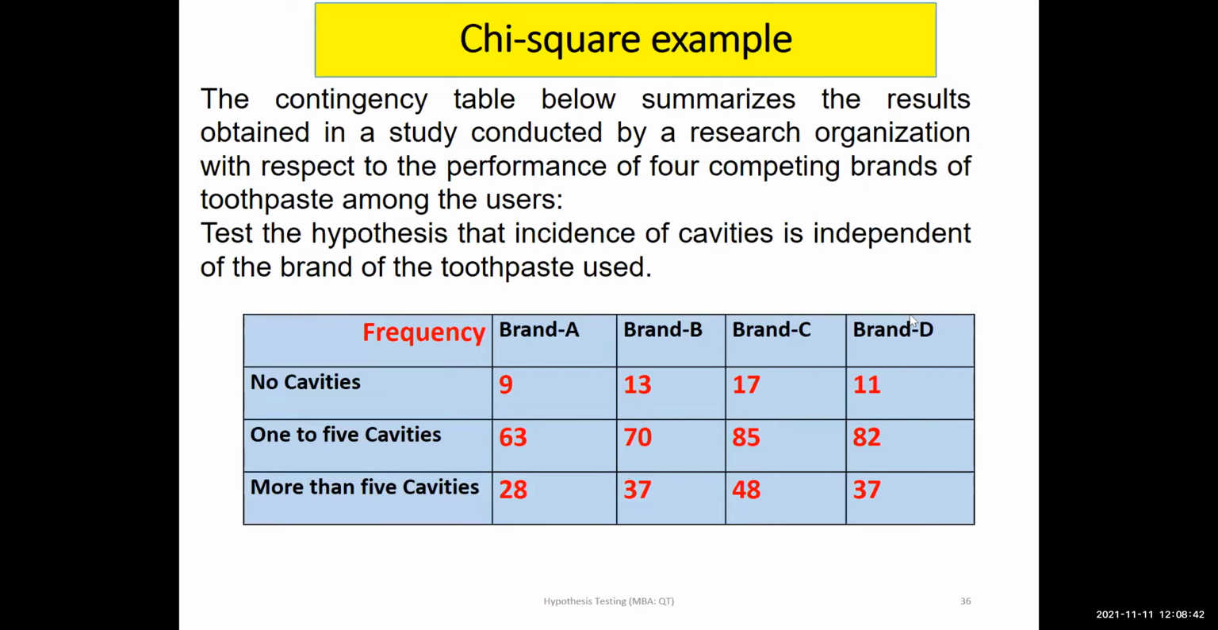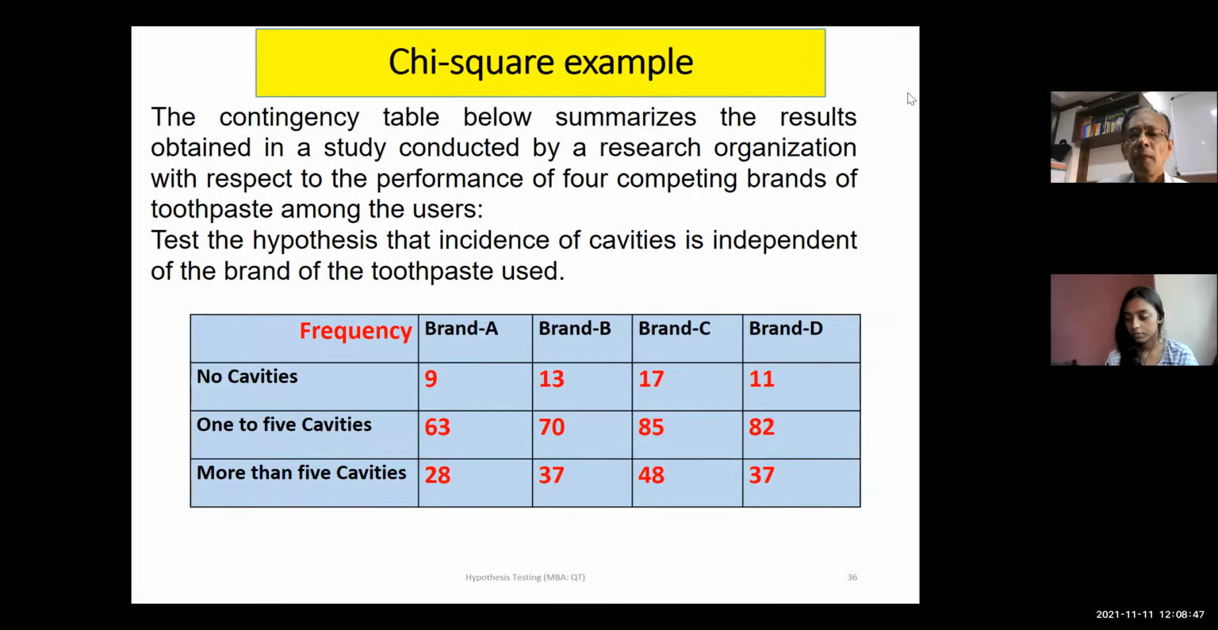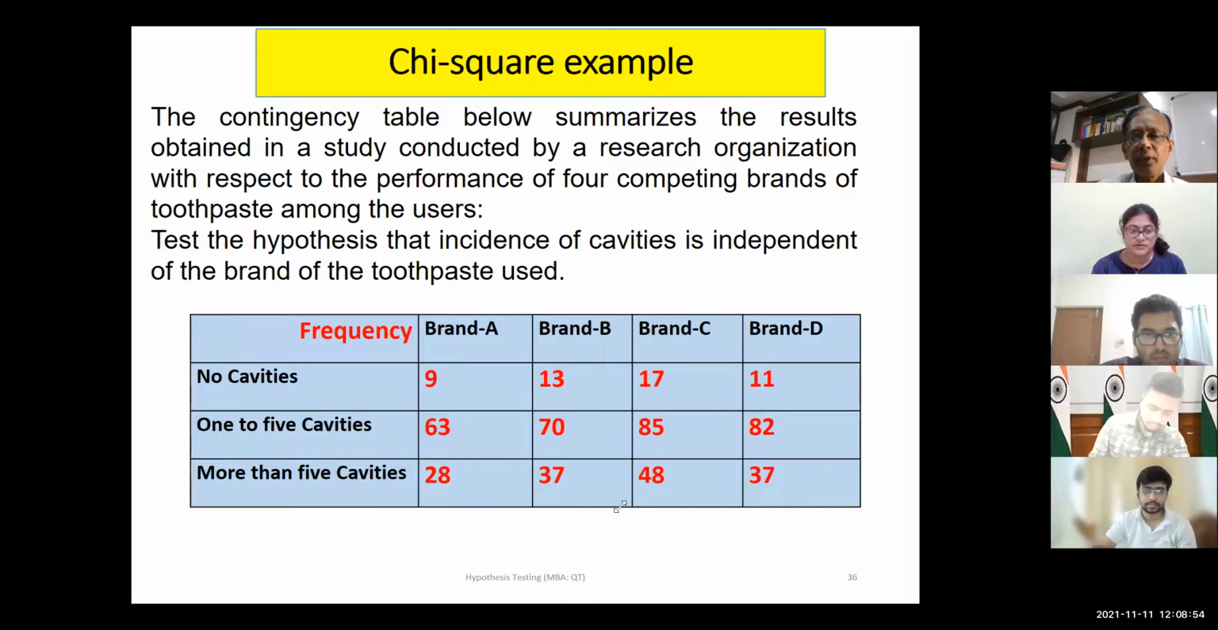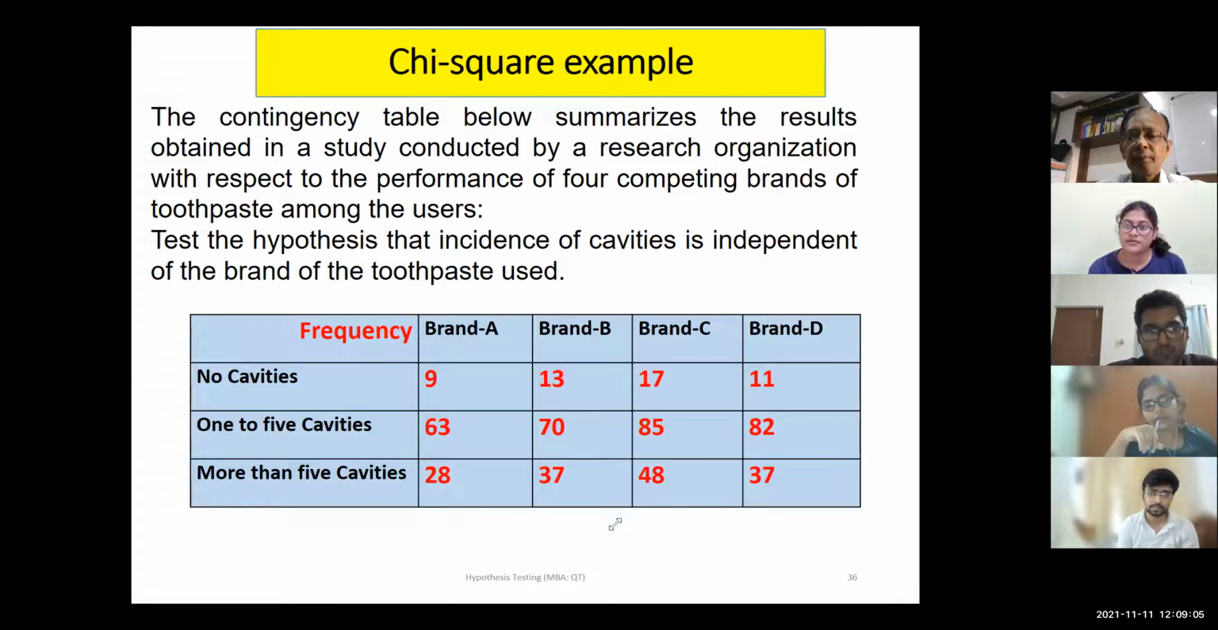What are the two attributes? Is my screen visible? Yes, sir. What are the two attributes? Cavities and toothpaste. Cavity and toothpaste, okay, very good. Samhita, can you just give a try? What do we want to verify? What exactly did we want to verify? The null hypothesis is that cavities is independent of the brand of the toothpaste, like it is not dependent on the toothpaste you are using.